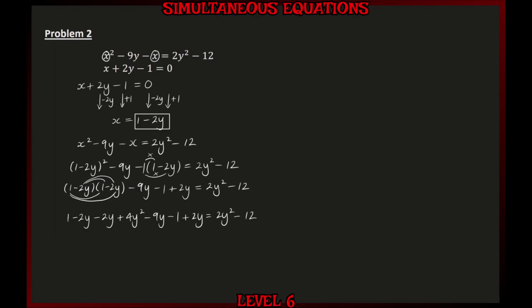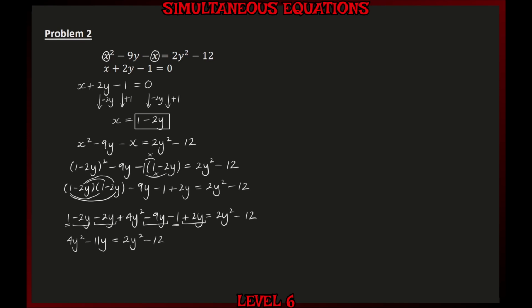Going back over to the left, we can now simplify this by collecting together the like terms. Starting with the y squared, we just have a 4y squared. Moving on to our y's, we have a minus 2y, a minus 2y, which is minus 4y, minus another 9y is minus 13y, and then plus 2y gives us minus 11y. We also have a 1 and a minus 1, which become 0. So we have 4y squared minus 11y is equal to 2y squared minus 12.